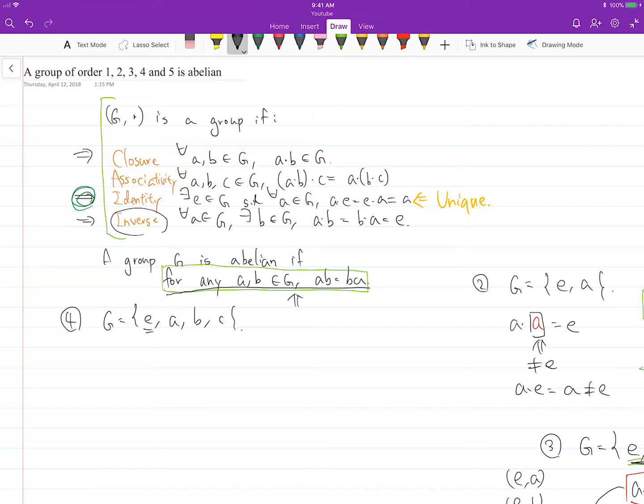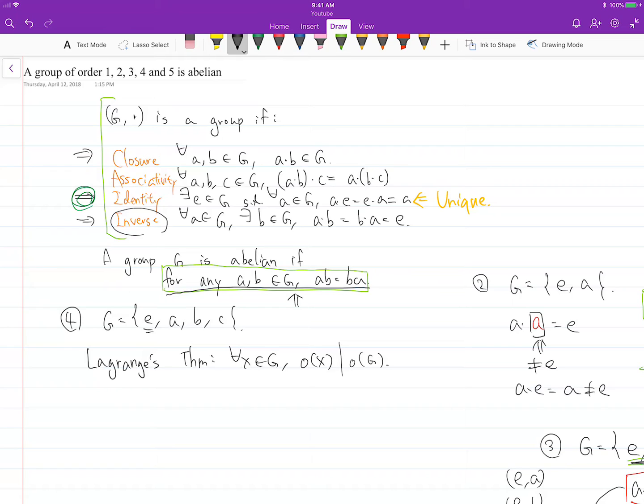And then to simplify the argument, I'm going to use this theorem called Lagrange's theorem. Lagrange's theorem states that the order of every element, I'm going to call it X, the order of the element divides the order of the group. So we are going to use this property to show that this group G has to be a nonabelian group.